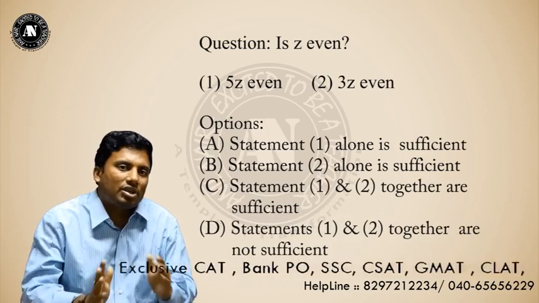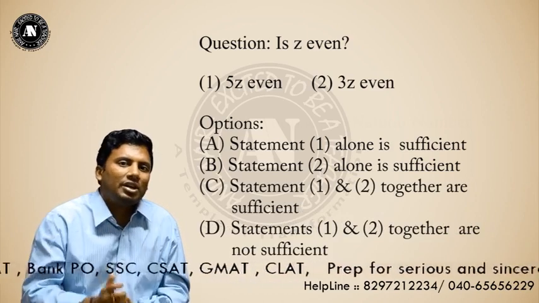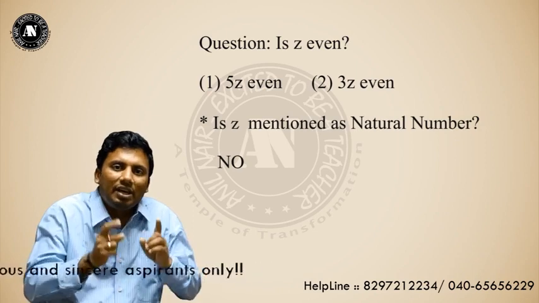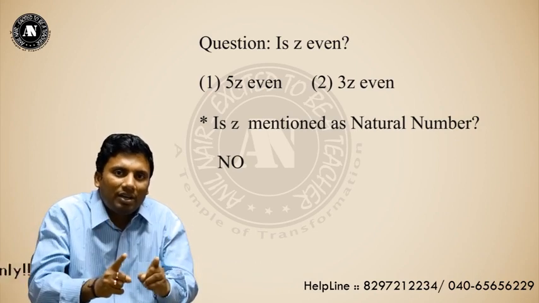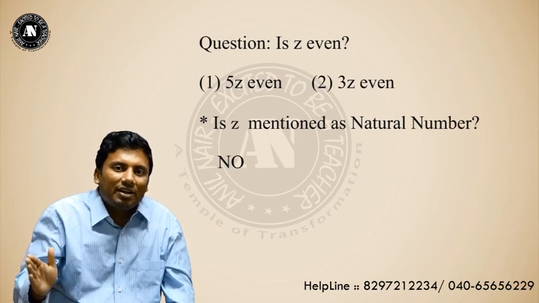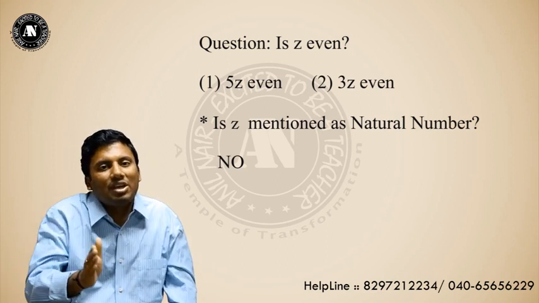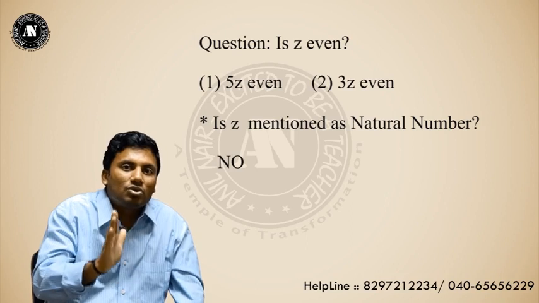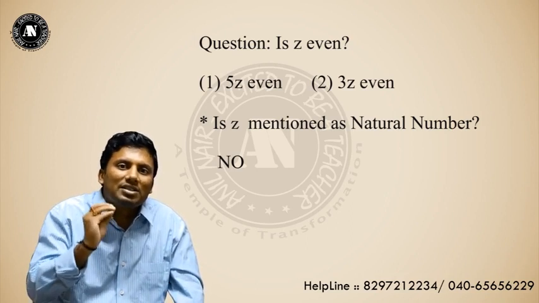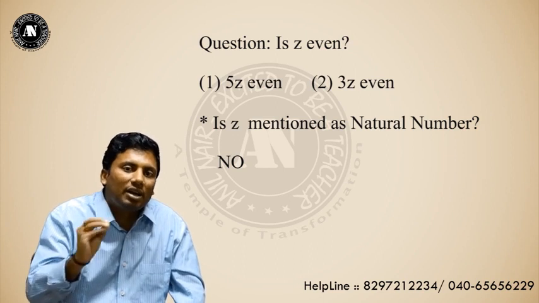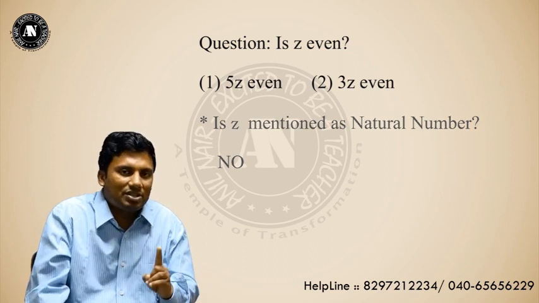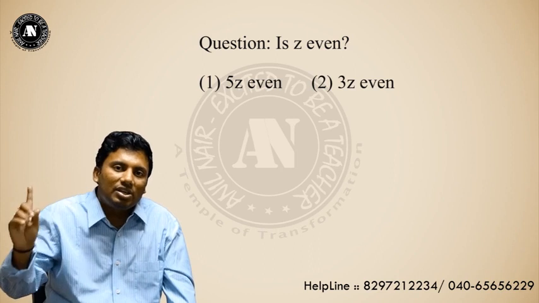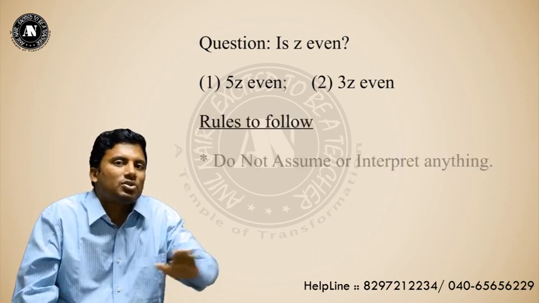First of all, in this question, is it mentioned anywhere that Z is a natural number? It is not mentioned. Then why are you taking statement 1, that is 5Z is even: 5 is an odd number, multiplied by any number is even, that number has to be even, so Z is even. Why are you assuming Z to be a natural number? Is it mentioned in the question? No. The first rule to solve a data sufficiency question is no assumptions.